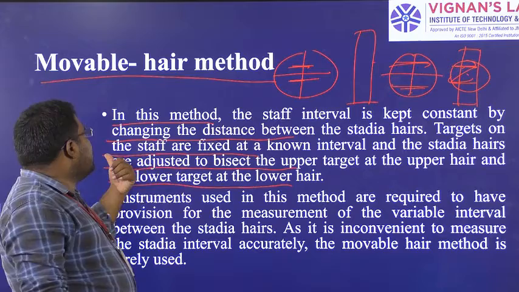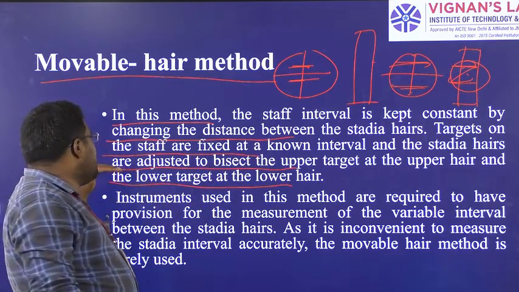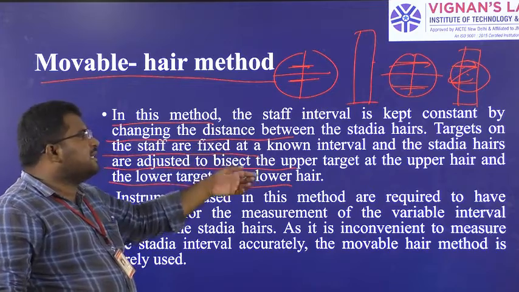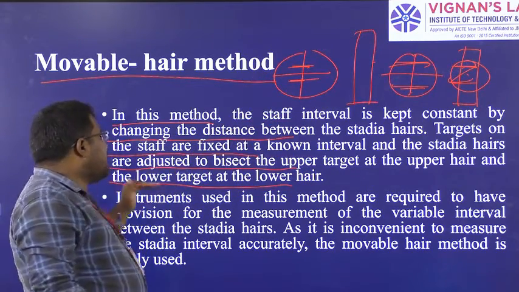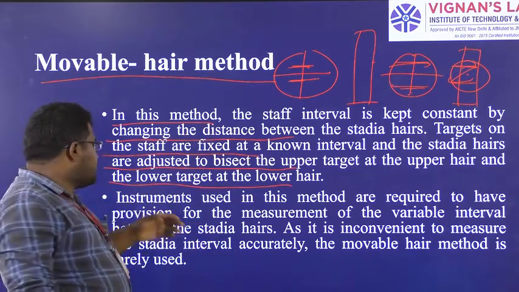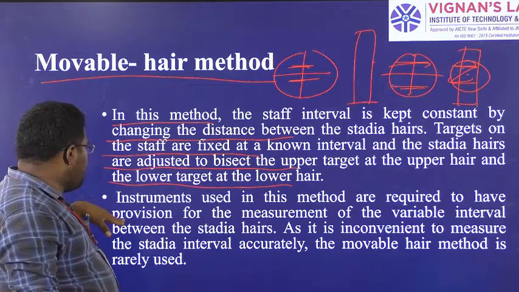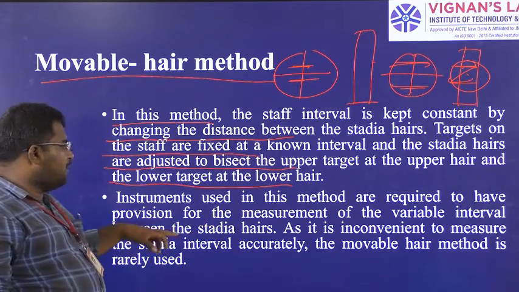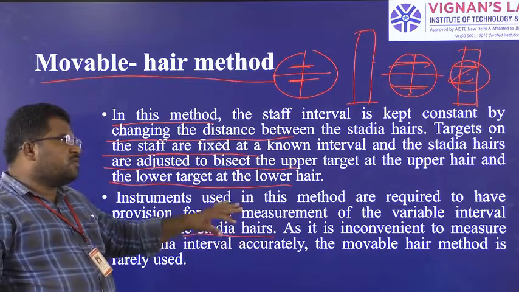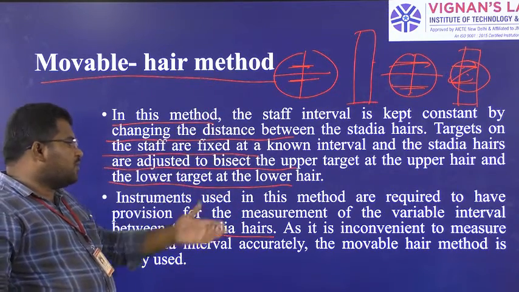Next, targets on the staff are fixed at a known interval, and the stadia aids are adjusted to bisect the upper target at the upper aid and the lower target at the lower aid. Next, instruments used in this method are required to have provision for the measurement of variable interval between stadia aids. So, variable stadia: we are going to vary the stadia interval.